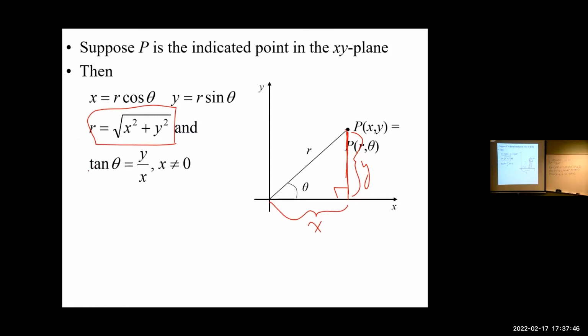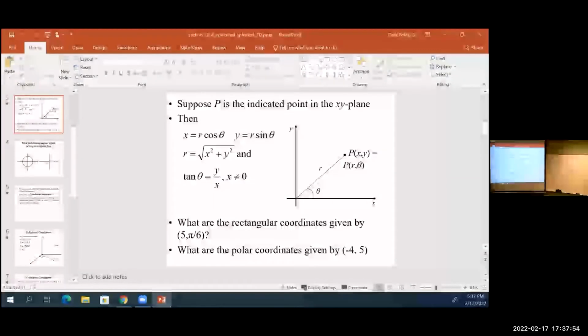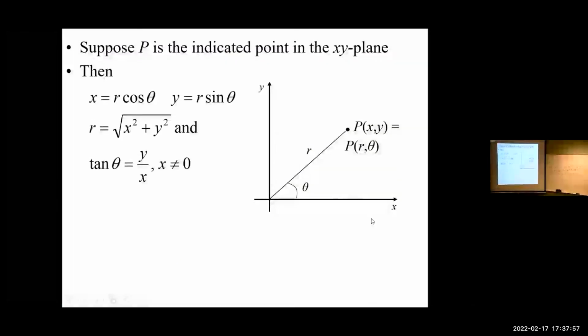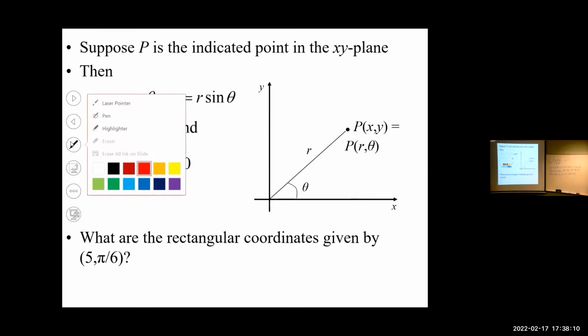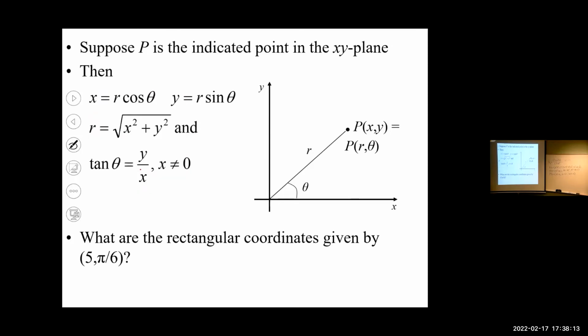And one of the things we're going to do today is go back and forth between the two systems. So for instance, if we want the rectangular coordinates, it's very straightforward. Basically, all we have to do is plug in r. Polar always goes r comma theta. So we would plug in 5 for r and pi over 6 for theta into x and y, and we've got the xy coordinate.